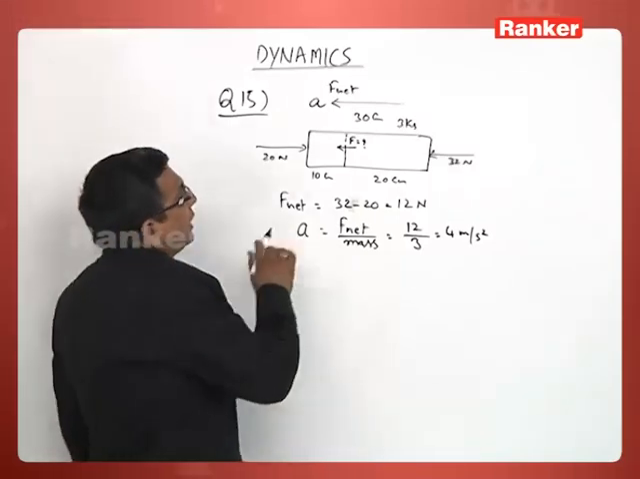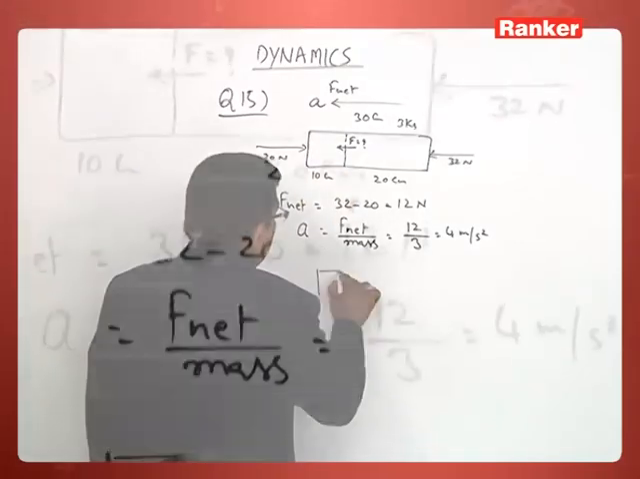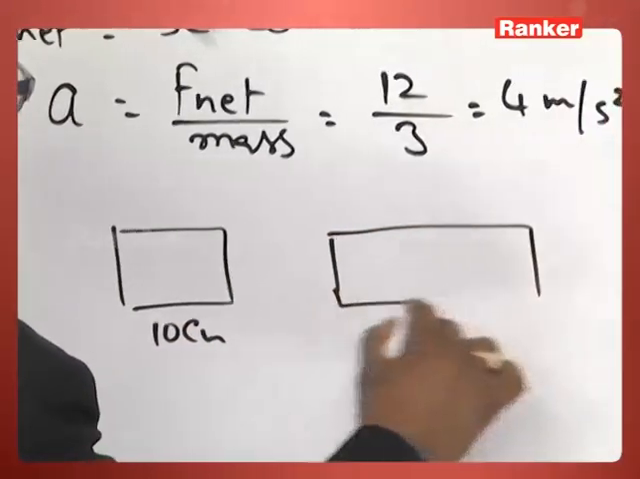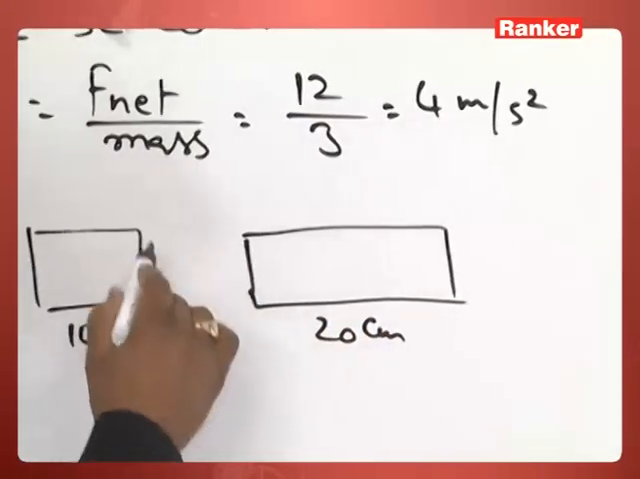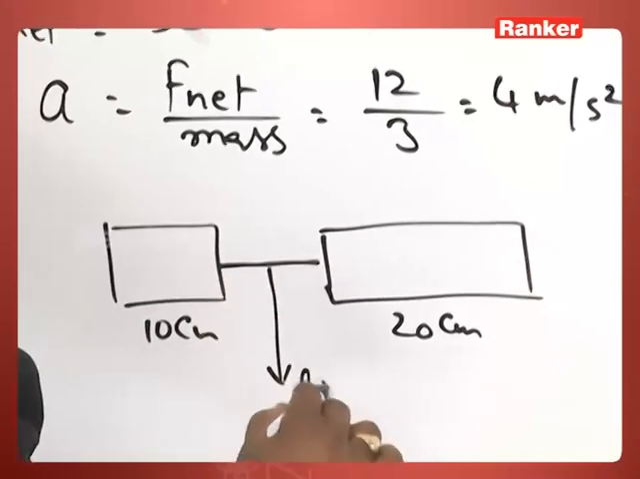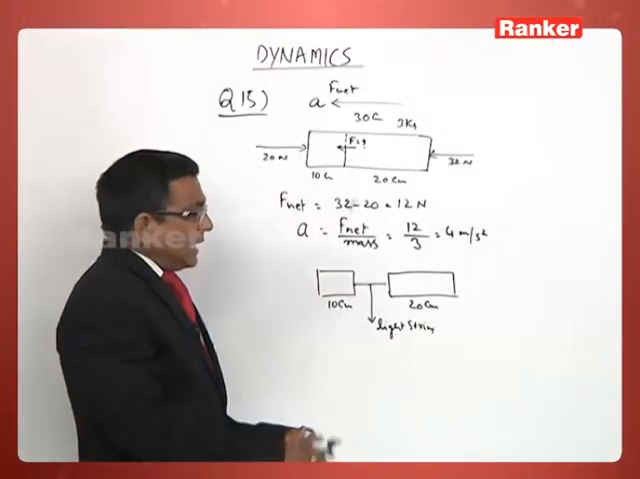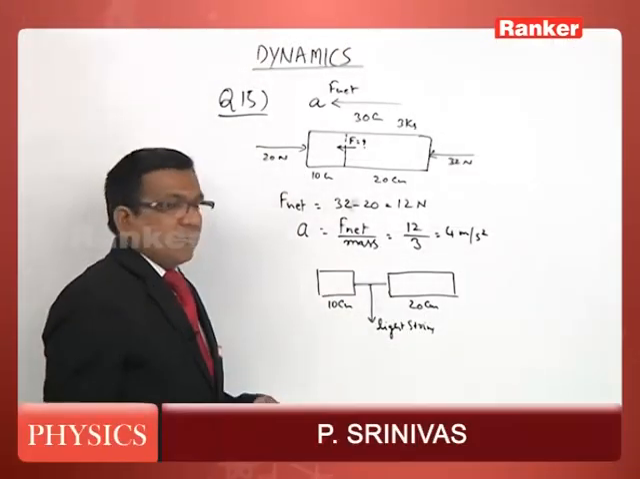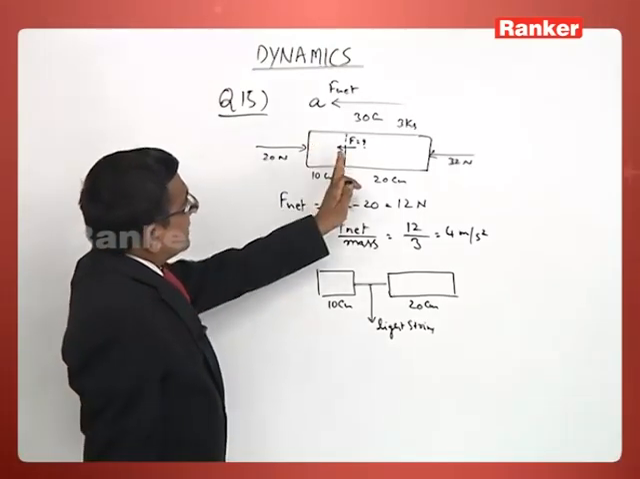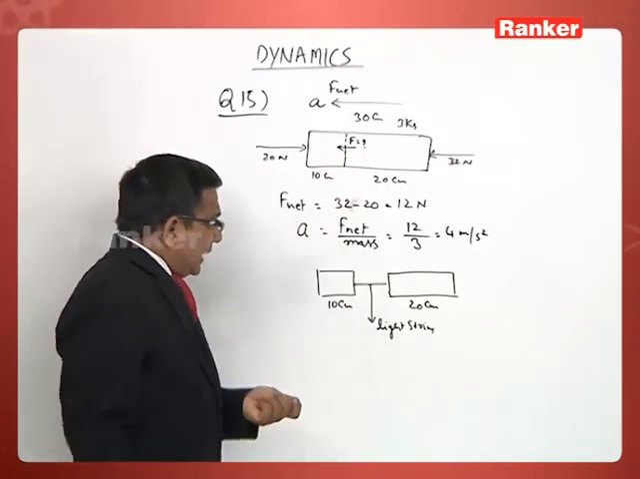Now, to calculate this force, I divide this rod into two parts. One part is of length 10 cm, another part is of length 20 cm. Let us divide, and I assume these two are connected by a light string, an ideal string, because then the tension will be the same everywhere. So wherever you want to find the force, let us divide the body there into two parts and assume both are connected by a light string.